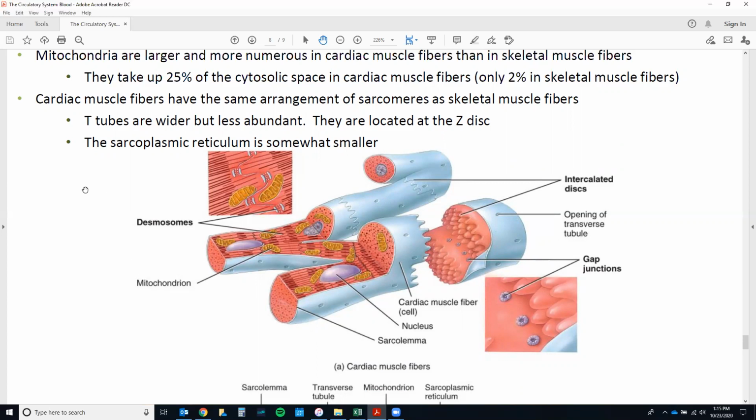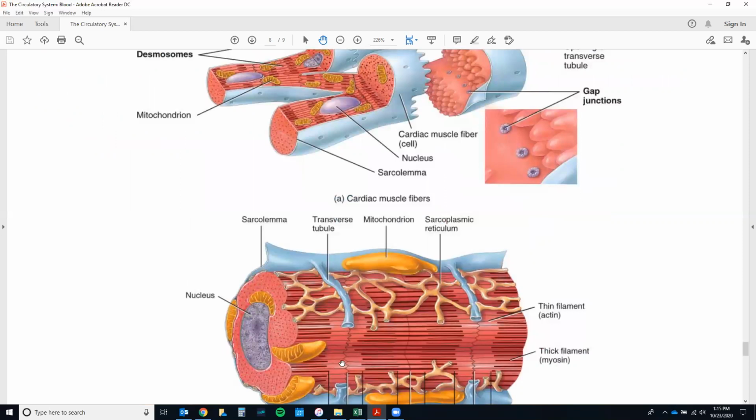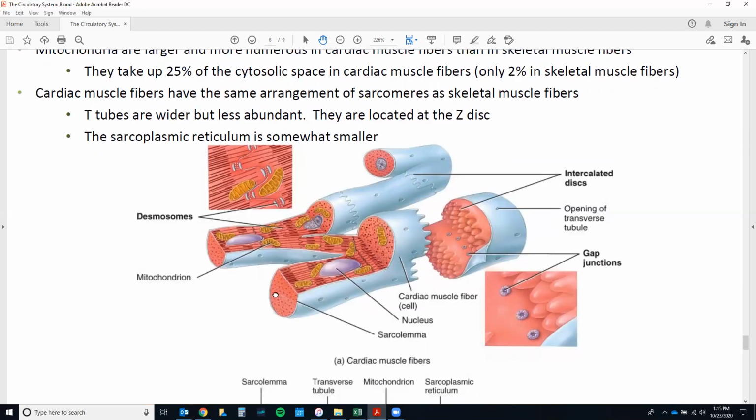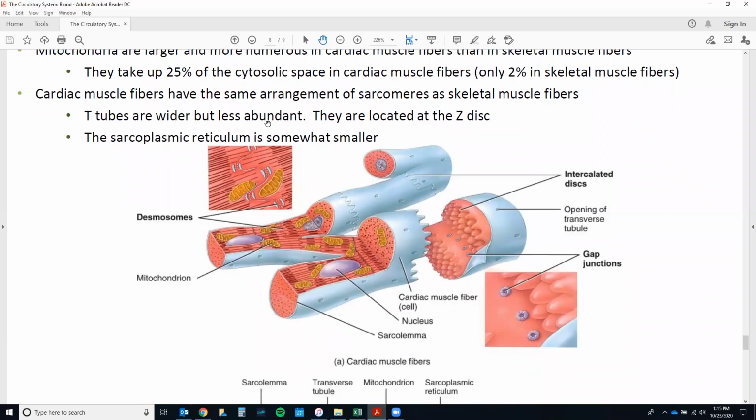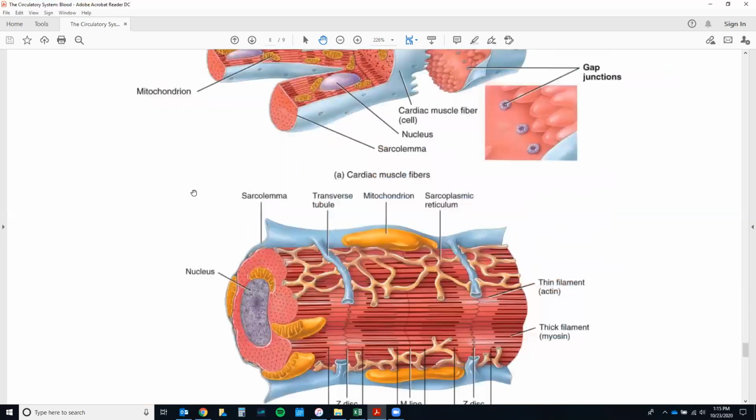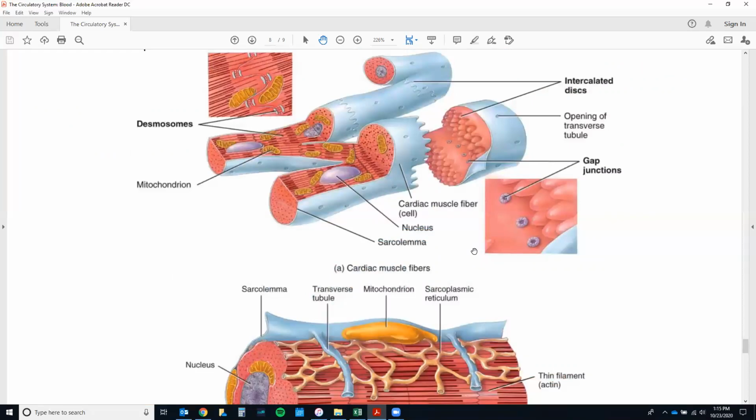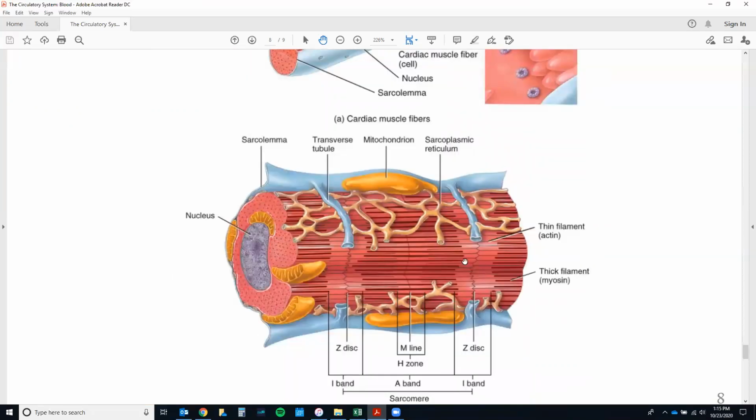Other things, real quick, the T-tubules are quite a bit bigger, but they're less abundant in cardiac muscle fibers and located close to the Z-discs. And then the SR, the sarcoplasmic reticulum, remember, stores the calcium. See, it's not as prominent as it is in our skeletal muscle. As far as the pictures go, don't worry about them. I'm not going to worry about you on those on the exam.